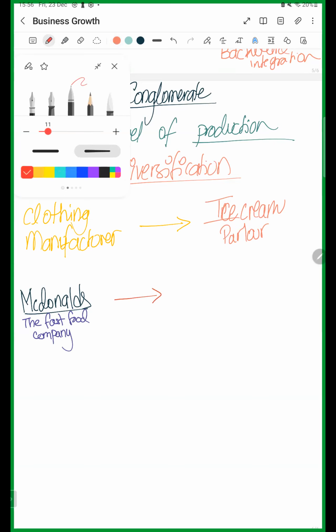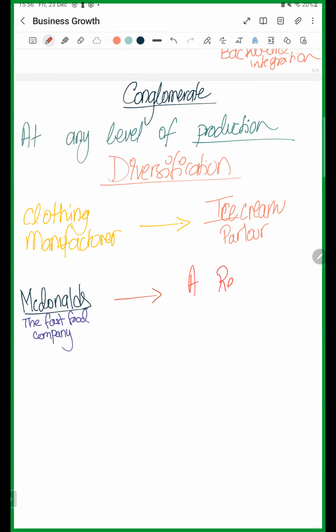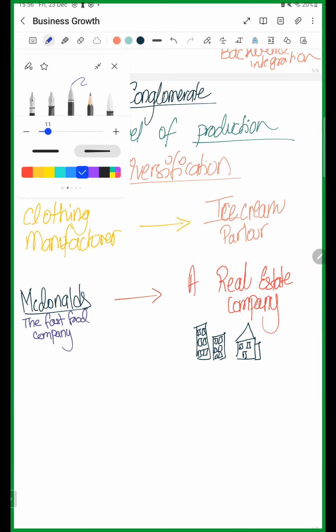originally a real estate company. Do you know what a real estate is? Yeah. They have lands, they sell buildings, they make houses. McDonald's is actually a real estate, not a fast food. That is just their side business. This is a complete and a major example of a conglomerate.